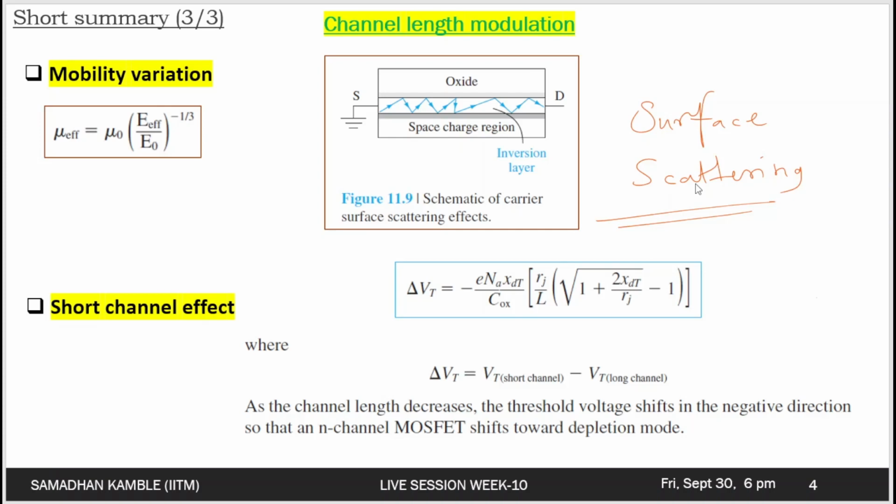And so the effective mobility is only a function of the electric field at the inversion layer and is independent of the oxide thickness. So this is an important point to note. The effective mobility may be represented by this particular relation, in which mu naught and E naught are the constants determined from the experimental results. Mu naught and E naught are experimentally determined constants.